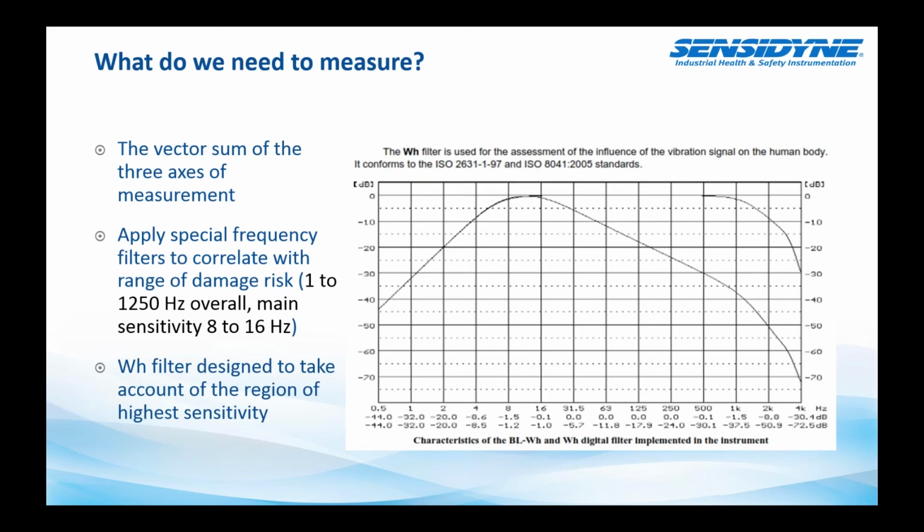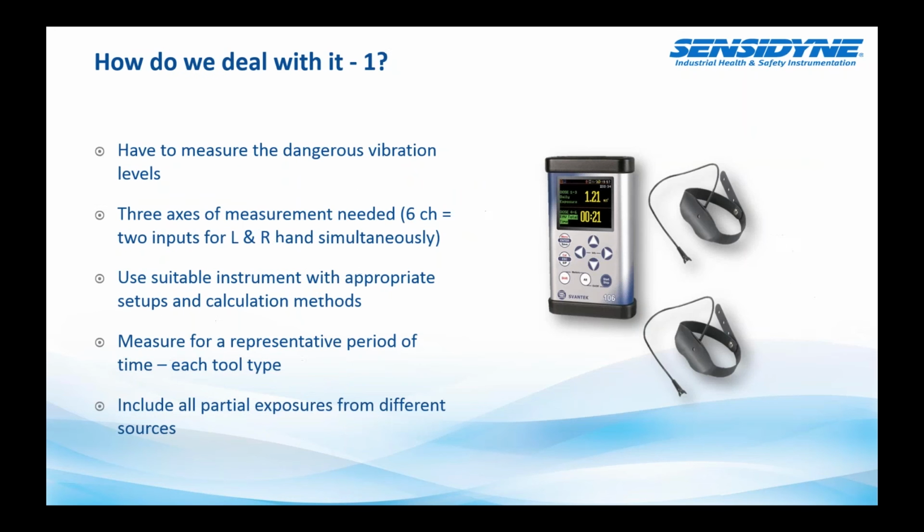Okay, so how can we deal with this? Well, this is a typical example of a measuring tool, an instrument which has two inputs. It's a 6-channel instrument, so potentially we could connect 2 of the hand vibration sensors to it and measure both left and right hands simultaneously. We can set the instrument up appropriately to measure what we want.